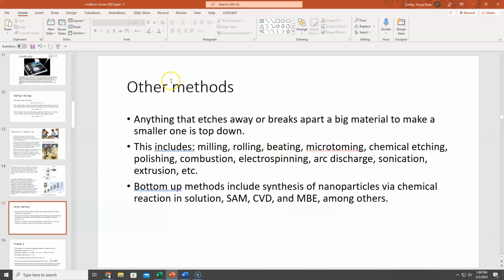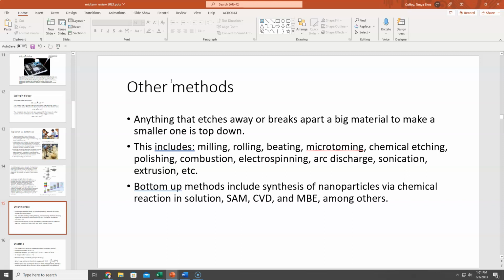So that's another method to create a nanoscale material. Anything that etches away or breaks apart a big material to make a smaller one is top-down. There are lots of different methods for making nanoparticles, and some of them include milling, rolling, beating, microtoming, chemical etching, polishing, combustion, electrospinning, arc discharge, sonication, and extrusion, among a huge list. So all of those are top-down.